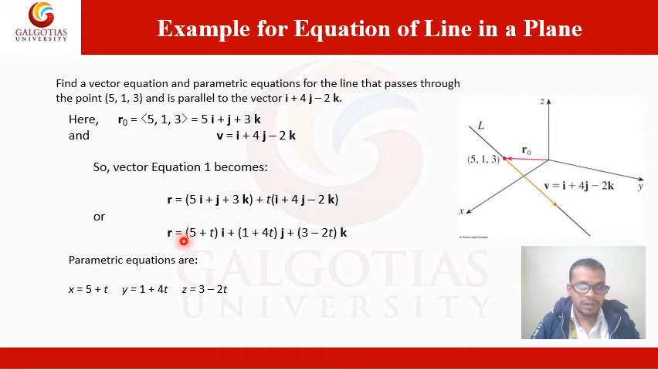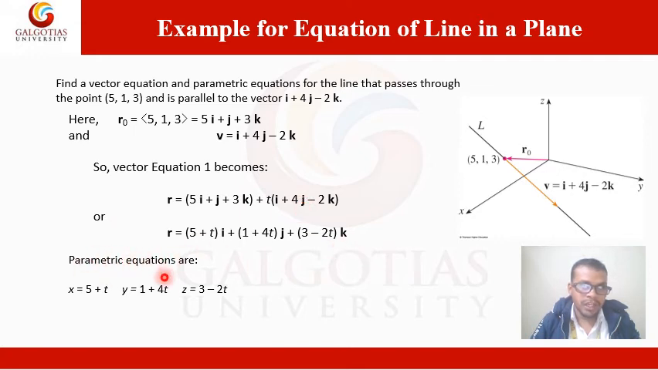That means r will be equal to, adding the i vector with some i vector, j vector with some j vector, and k vector with some k vector. So in that case what is going to happen? Then (5 + t)i + (1 + 4t)j + (3 - 2t)k.